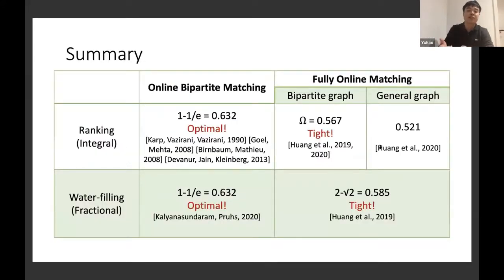So the summary is that ranking and water filling can both achieve the optimal ratio 1 - 1/e for the integral version and the fractional version of online bipartite matching. In fully online matching, we already know that ranking can achieve the competitive ratio 0.567 for bipartite graphs and 0.521 for general graphs, and water filling can achieve 2 - √2 competitive in both versions. These two analyses are tight for the algorithms, but we do not know whether or not these ratios are optimal.